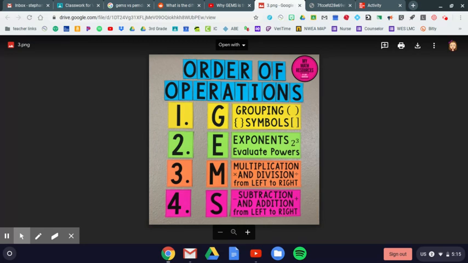And GEMS means this. G is for grouping symbols like brackets or braces and parentheses. E is for exponents. It's when you have a number and a teeny number on top, where you do something called evaluating powers. Not something we do in third grade. Don't worry about that. M reminds you to multiply and divide, but you start from the left and put them in order. And S is to remind you to subtract and to add, starting on the left and putting it in order.